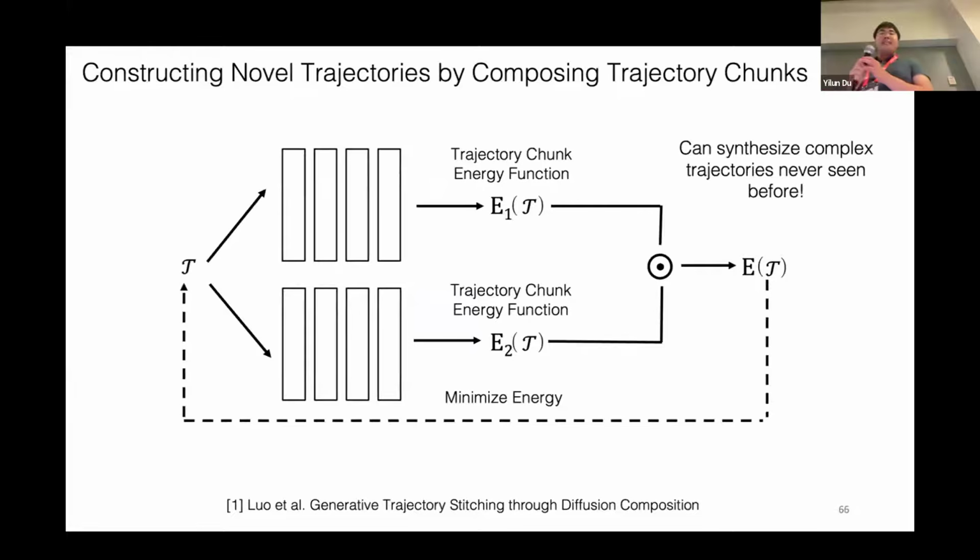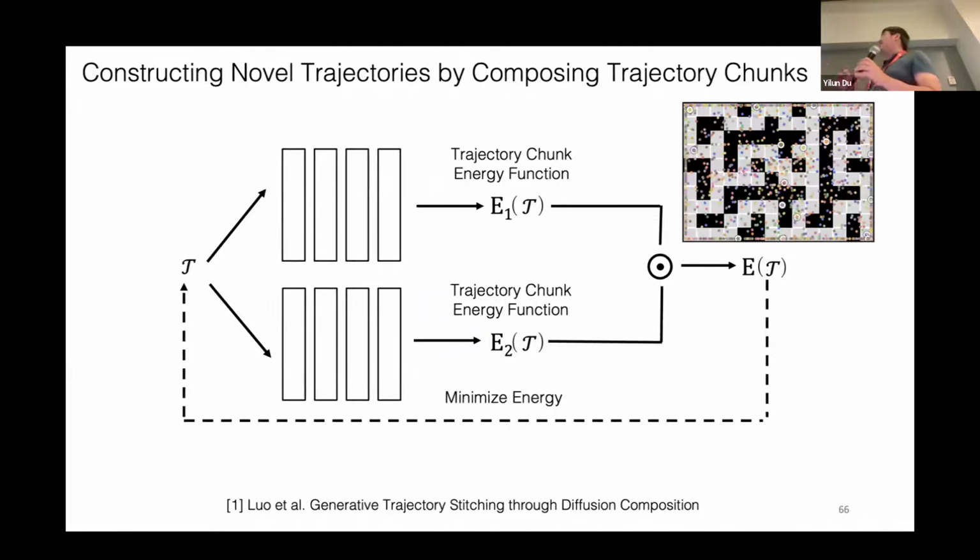And finally, when you're combining these energy functions together, they don't actually have to be over the entire trajectory. They can be over chunks of your trajectory. This is important when you really want to solve, so let's consider a really big maze. And now I want to form a trajectory that goes from the start state to goal state.